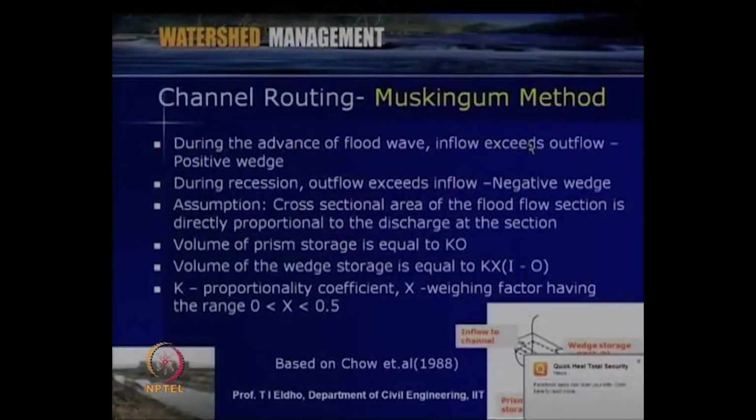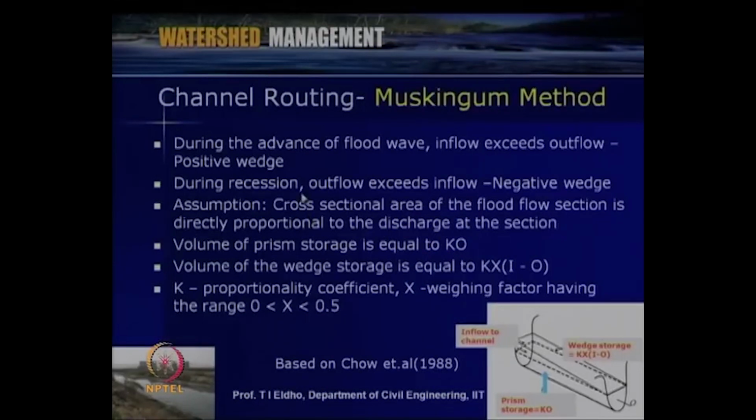Now in the Muskingum method, we consider this continuity equation with respect to the change in storage. During the advance of a flood wave, inflow exceeds outflow. Whenever the flood is advancing, the inflow will be more, exceeding the outflow, so we say that there is a positive wedge. During the recession, when the depth is reducing, outflow exceeds inflow, so there is a negative wedge. Also, there is an assumption that the cross-sectional area of the flow section is directly proportional to the discharge at the section. Based upon this assumption only, this Muskingum method works.